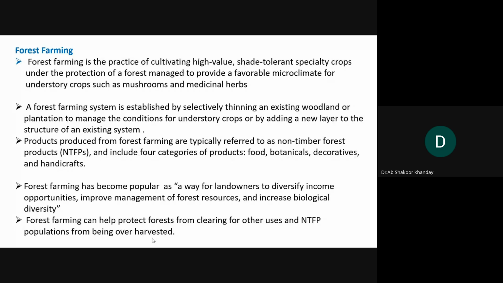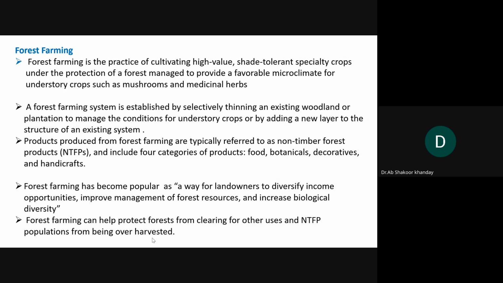Another component is forest farming. The first was alley cropping, and another is forest farming. Forest farming is the practice of cultivating high value, shade tolerant crops, for example, mushrooms and medicinal herbs, under the protection of forest management to provide a favorable microclimate for understory crops.